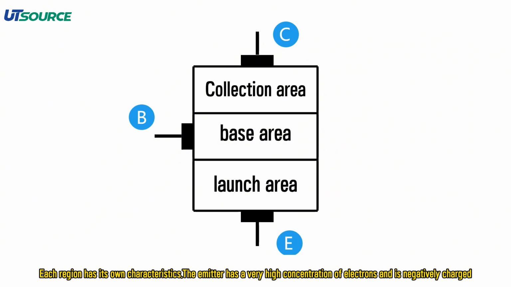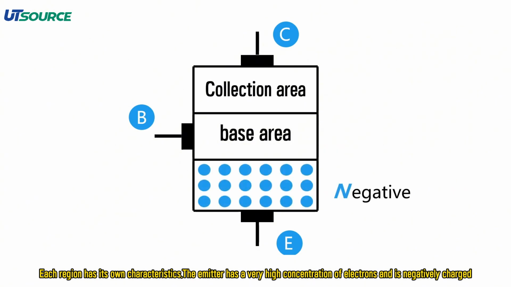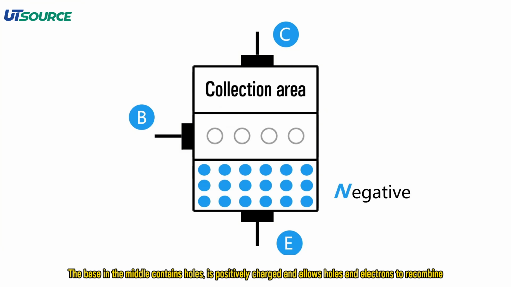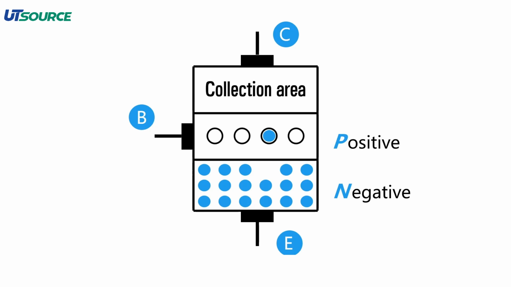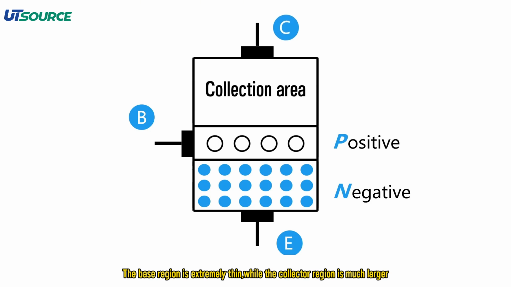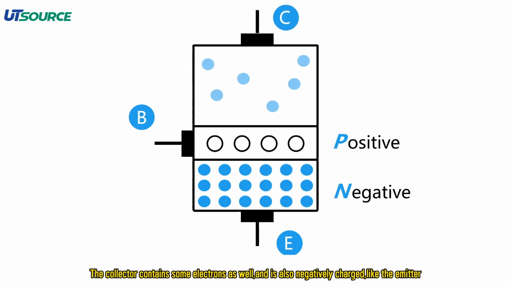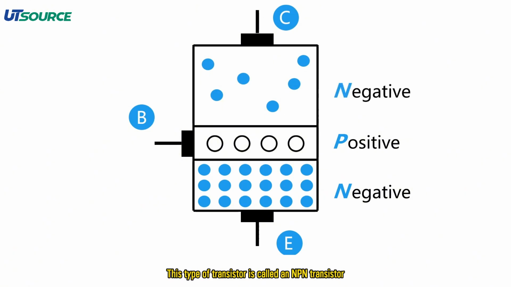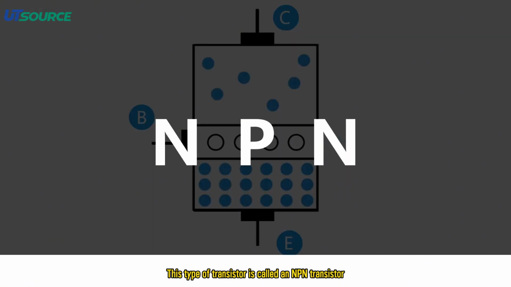The emitter has a very high concentration of electrons and is negatively charged. The base in the middle contains holes, is positively charged, and allows holes and electrons to recombine. The base region is extremely thin, while the collector region is much larger. The collector contains some electrons as well, and is also negatively charged, like the emitter. This type of transistor is called an NPN transistor.